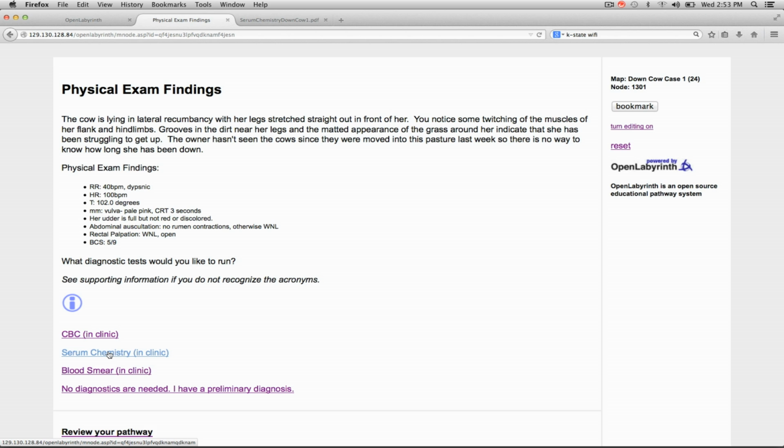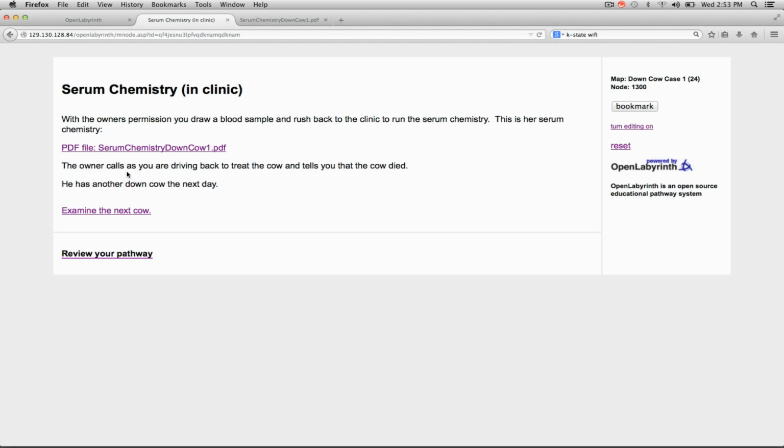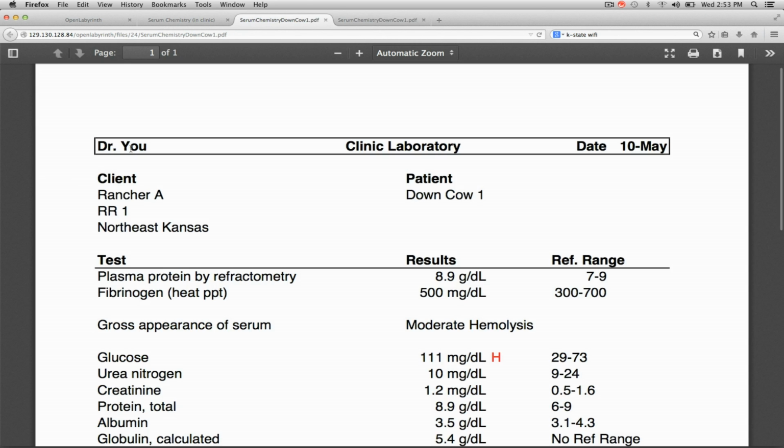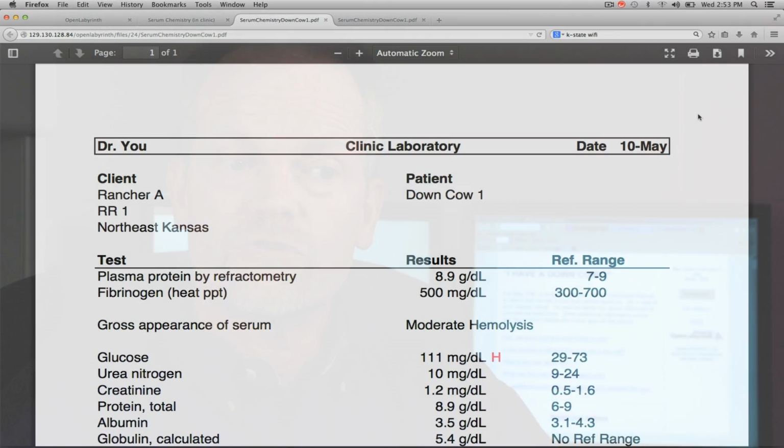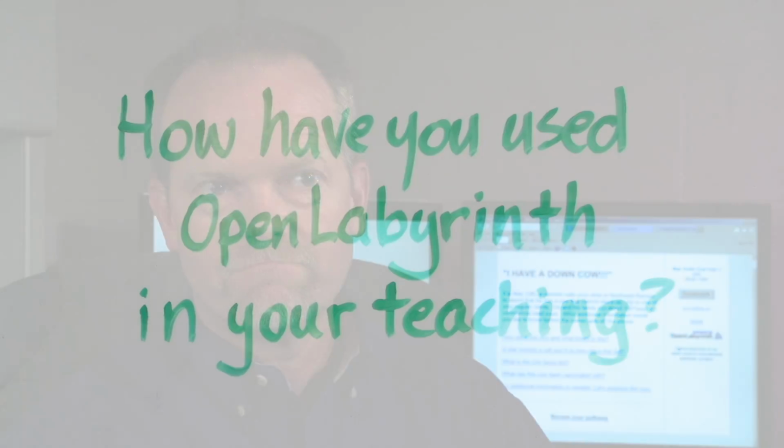One nice advantage to Open Labyrinth compared to some earlier teaching software aimed at medical students is the ability to use still images, videos, audio files in the case scenarios so that students can get what they would see in a real practice situation as far as lab results, ultrasound results, anything like that.